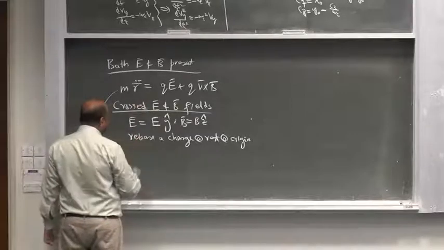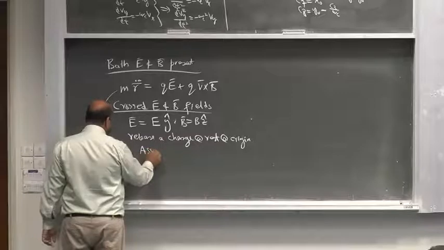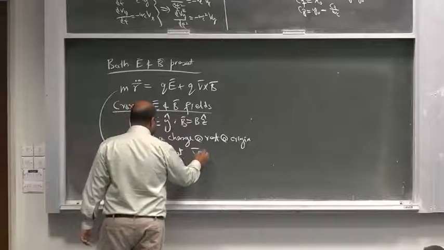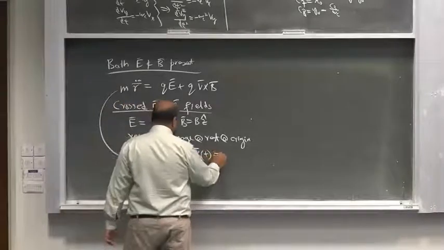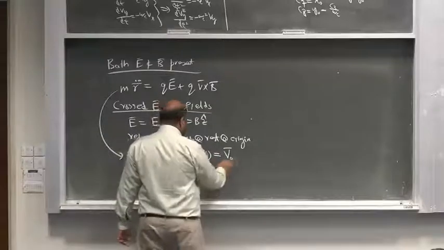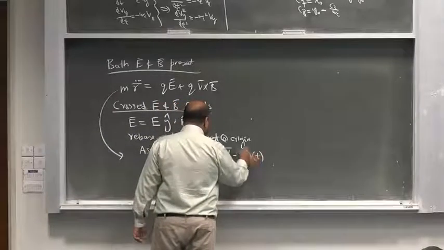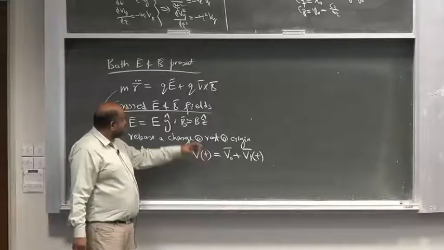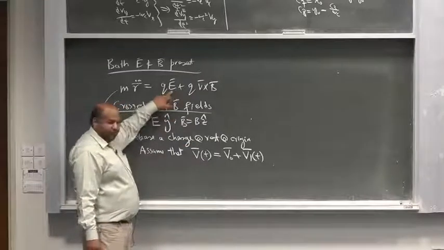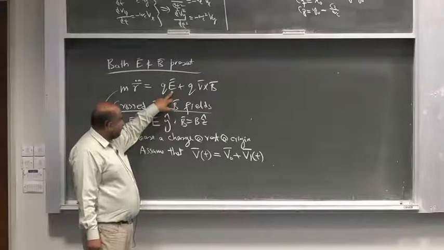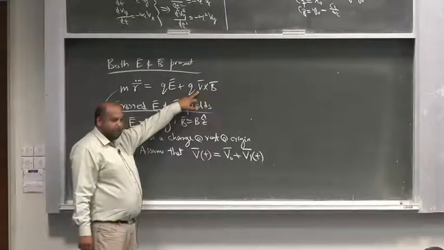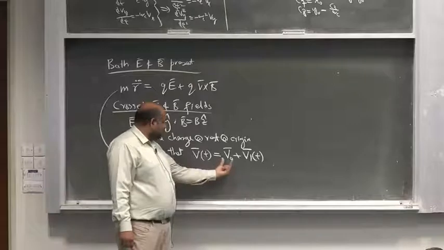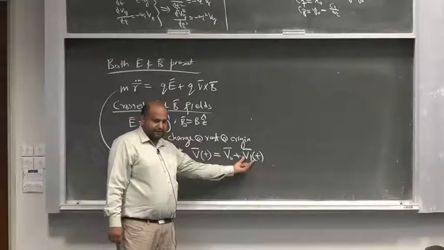So I have this equation and let's assume that the velocity of a particle at any time t is equal to a constant component and some time dependent part. In general, we know that it must be time dependent because there is an electric field which accelerates. So because of this the velocity will come out to be time dependent. So let's say that time dependent velocity has a constant part and a time dependent part.